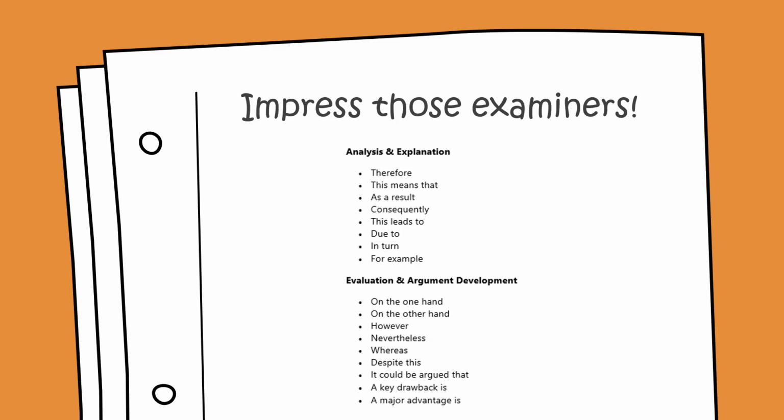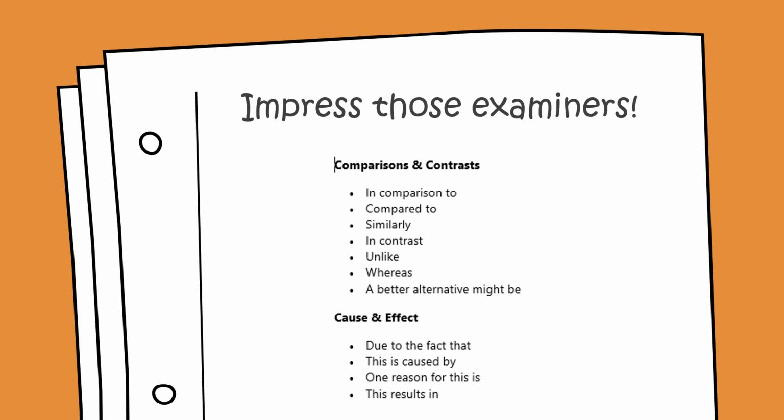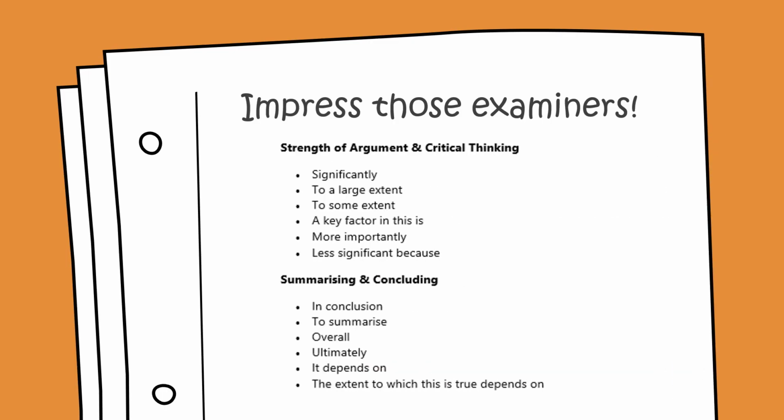For analysis and explanation, you can use words like therefore, this means that, as a result of, consequently, this leads to, due to, in turn, for example. There's your evaluation and argument ones at the bottom there. And we have some comparison and contrast. Cause and effect, commonly used on the 9-mark question. And then you've got your strength of argument and your summarising and concluding. Do make notes of those because they could be really useful, and do use them to practice.